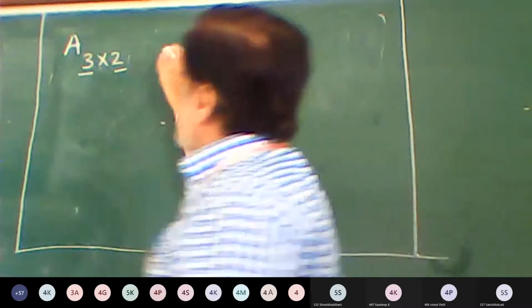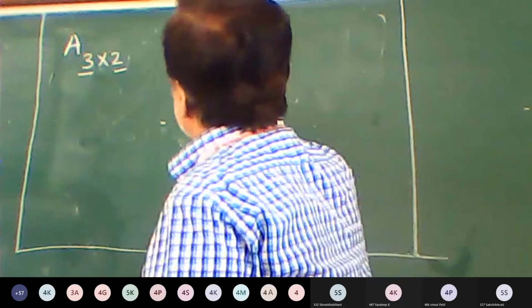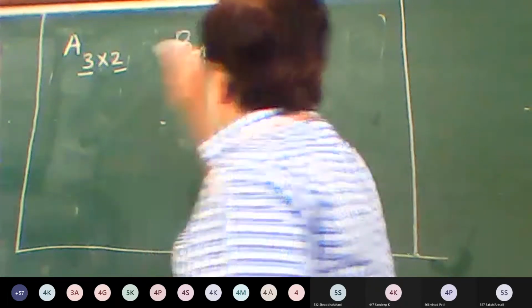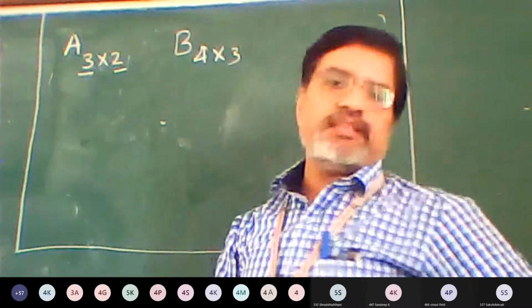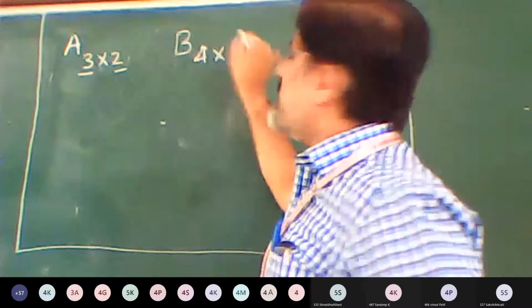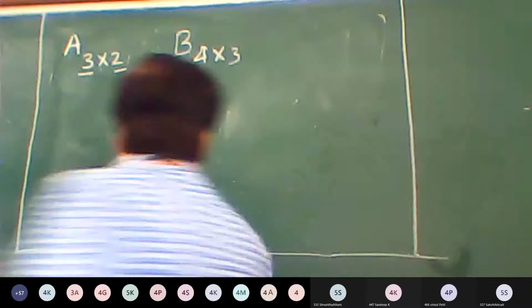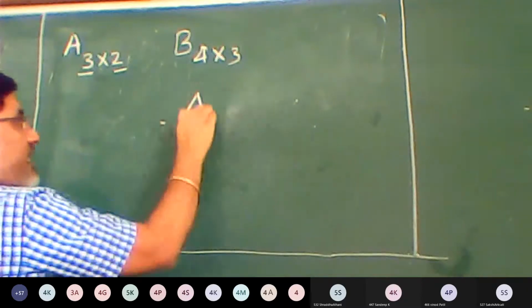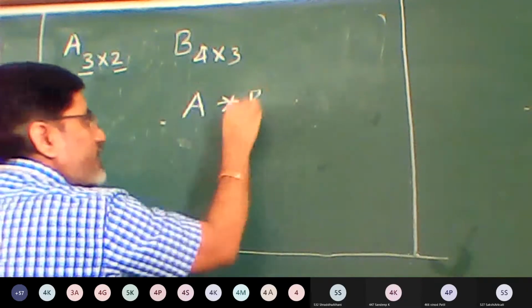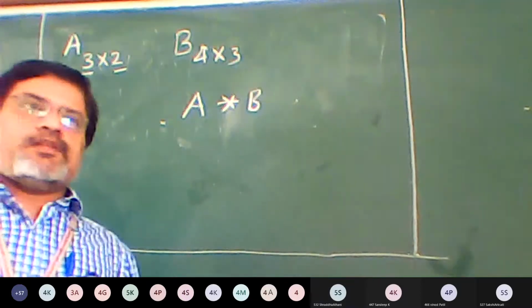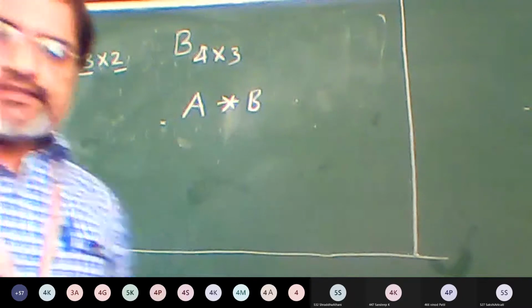Correct? Now, assume there is another matrix B, of size 4 cross 3. That means the matrix B consists of 4 rows and 3 columns. Is it possible for us to have the multiplication between A and B? Can we perform A and B? No, sir. Okay.